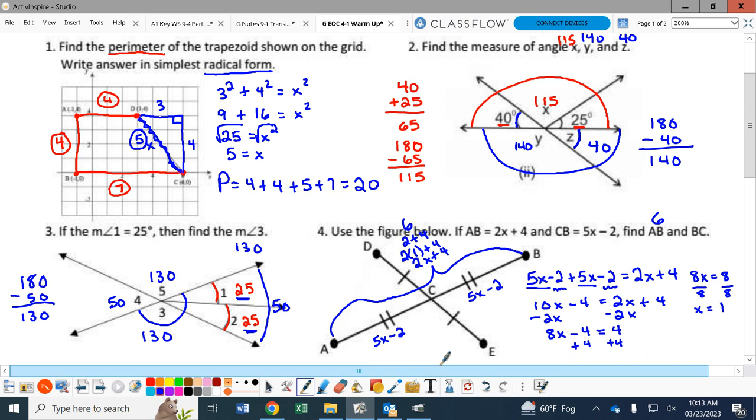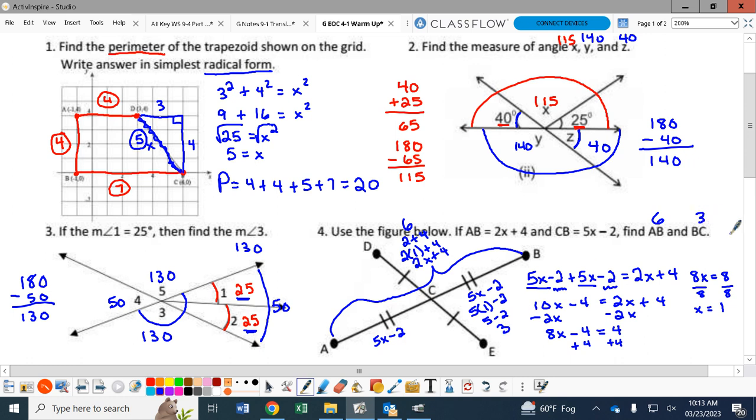The other one it asked for is BC, so we plug it in here. 5 times, you shouldn't even have to plug it in, guys. You understand that it'd be half of whatever this one is, but either way. And then 5 times 1 is 5 minus 2, which is 3.